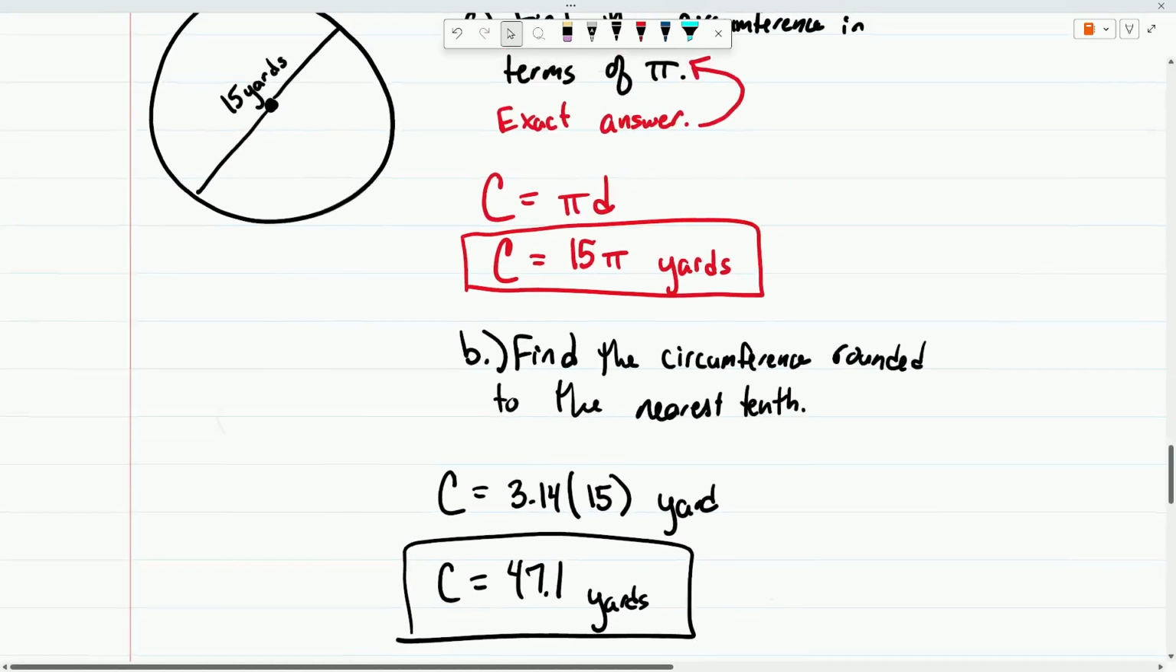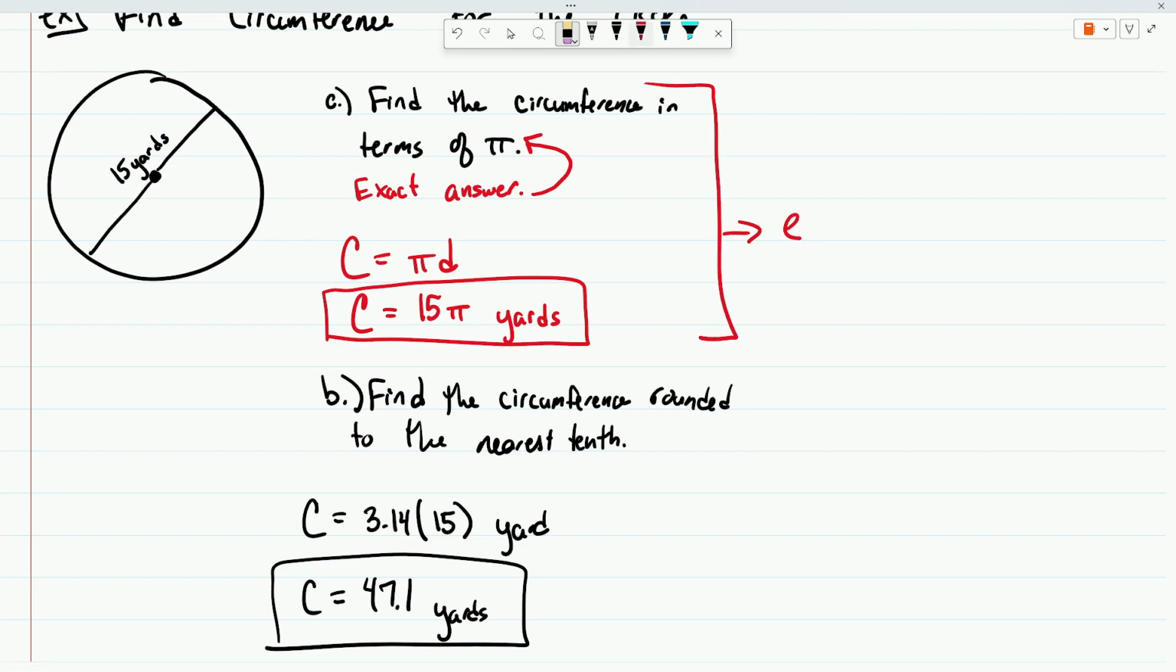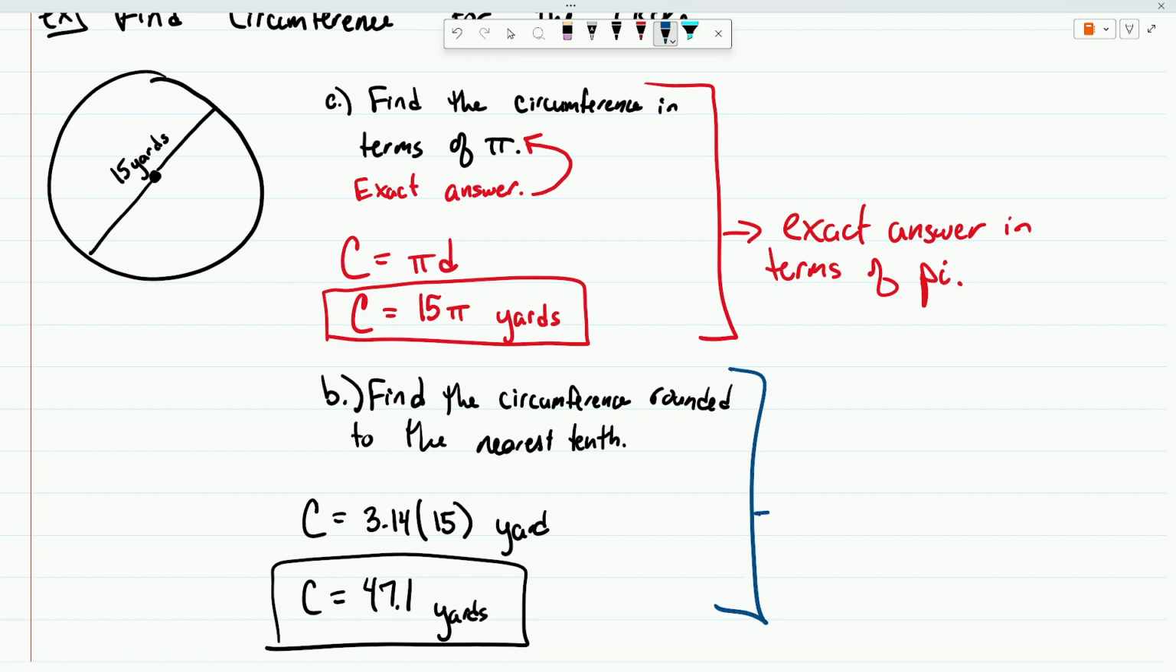So that is the difference. All right? One result is what we call an exact answer, in terms of pi. The other one is what we call an approximation. And that's like the biggie. That's the big thing we got to know when we're talking about circles and pi. All right? So there's our circumference.